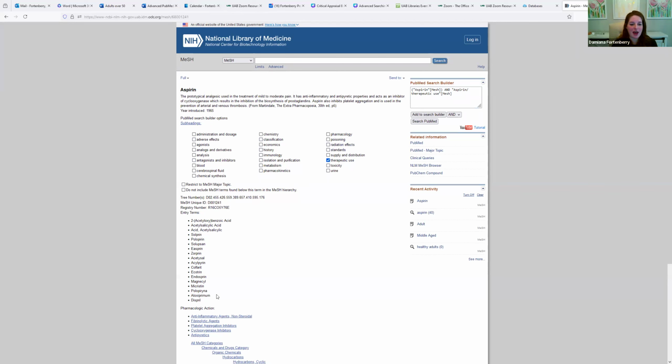So we have our MeSH term for that. Now we have all these entry terms though, which is great. I will often copy the list.